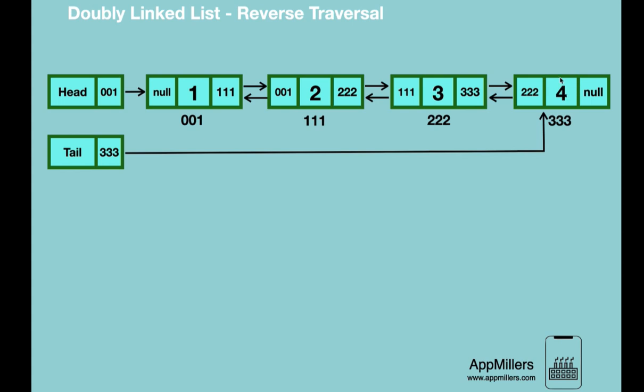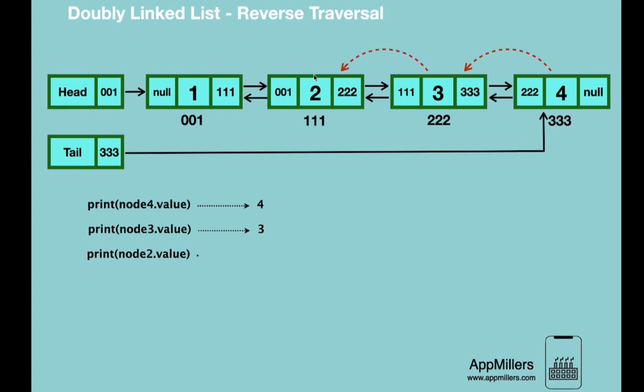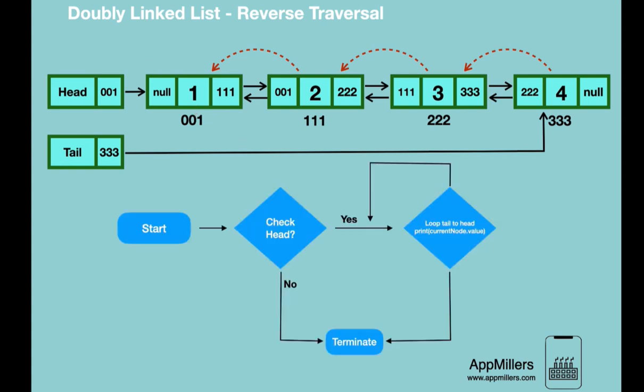In our case we start from node 4 and print its value, which is 4. Then we traverse to node 3 and print its value, which is 3. Then we traverse to node 2 and print its value, which is 2, and then we traverse to node 1 and print its value, which is 1. When we reach node 1 we terminate our traverse. So how can we know that we reached node 1? We know that the previous reference of node 1 is null, so when we reach here we terminate our algorithm. Now let's look at how the algorithm of this traversal looks.